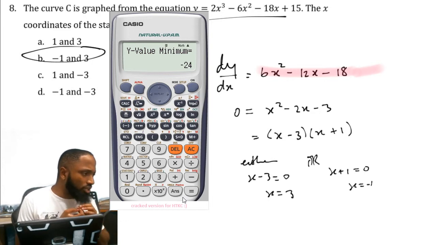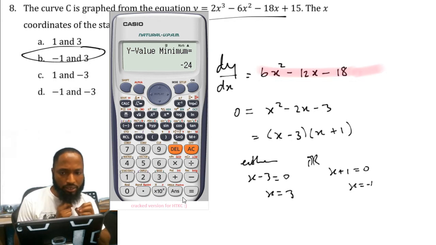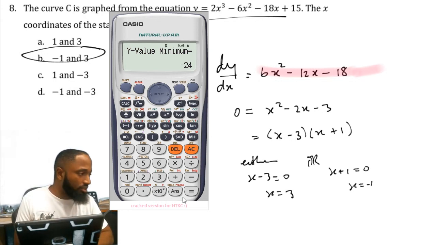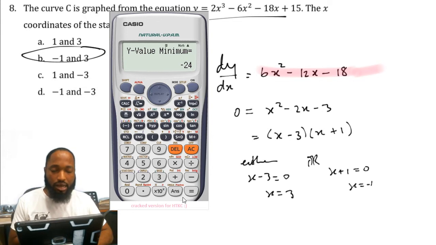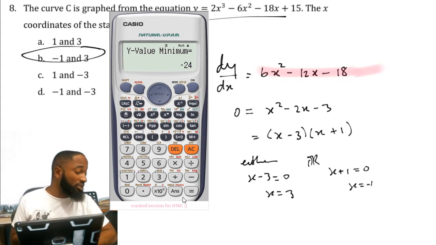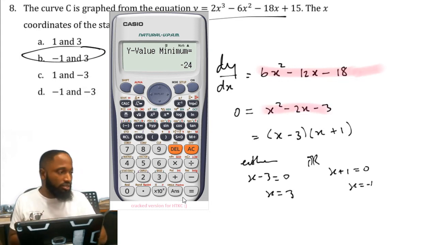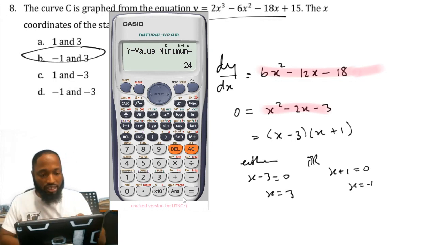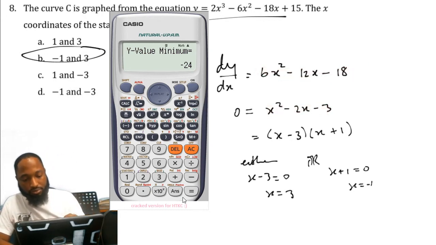How do you solve the quadratic without the sum and product method? Well, you could use a calculator. You could use the quadratic formula. You could use the completing the square method. But obviously, you're going to use the sum and product method for this, or your calculator, because it's just real easy. Why would you do anything other than the sum and product method?